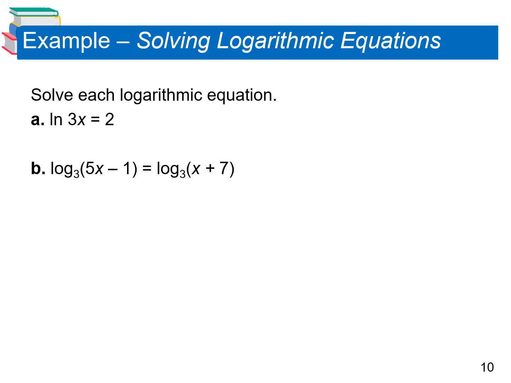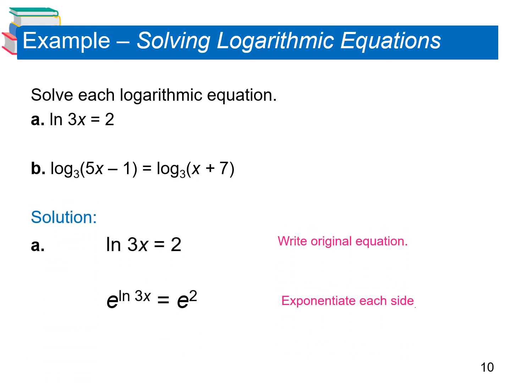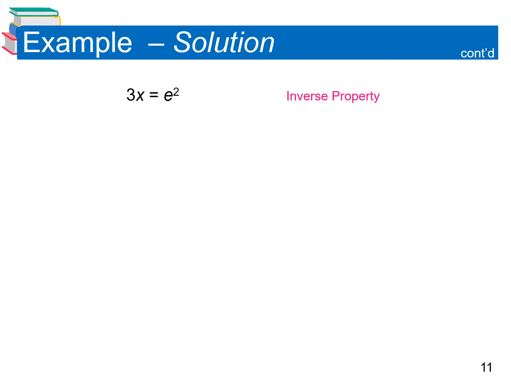Now let us solve each logarithmic equation. If we have ln 3x equals 2, to solve for this one, first write the original equation and then exponentiate each side. And then we have the inverse property. So we have 3x equals e to the second.